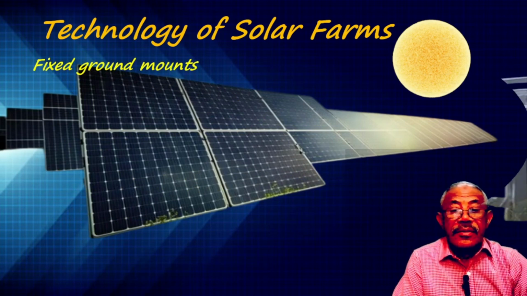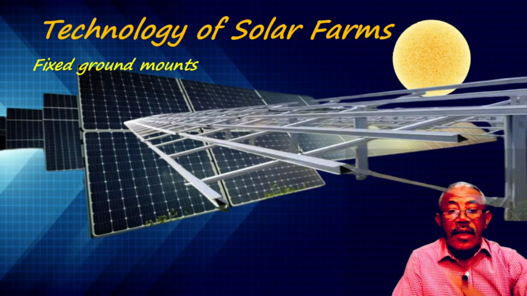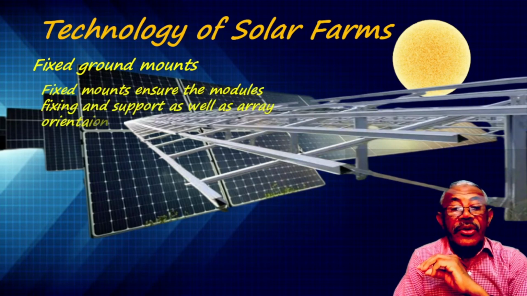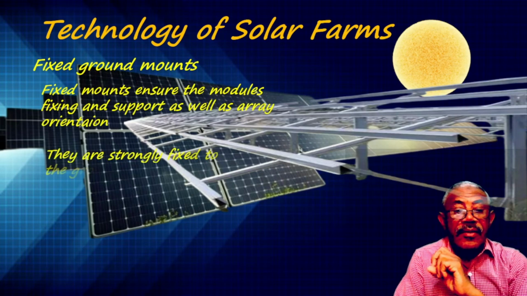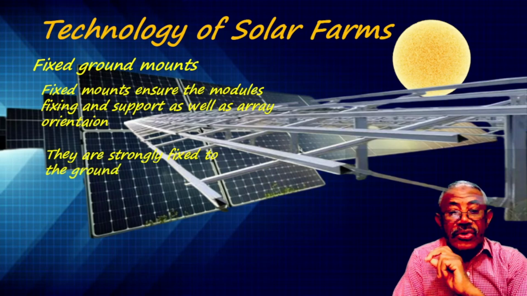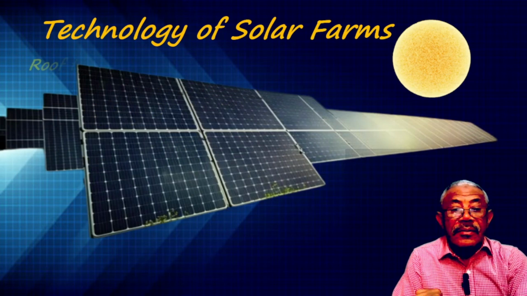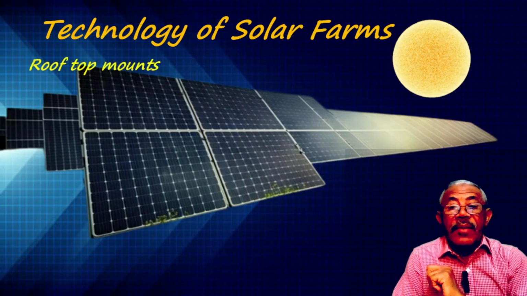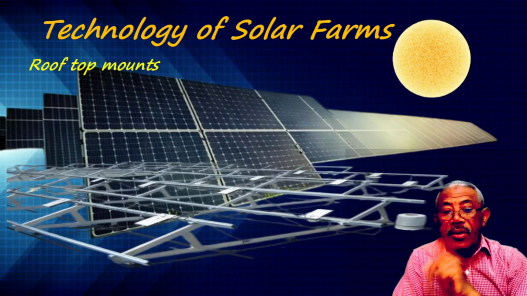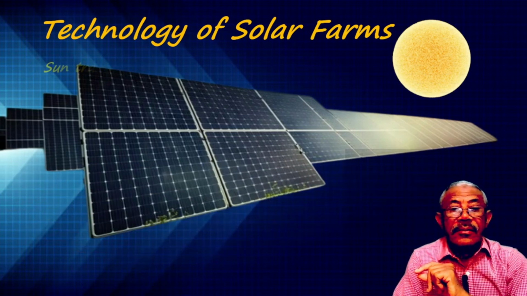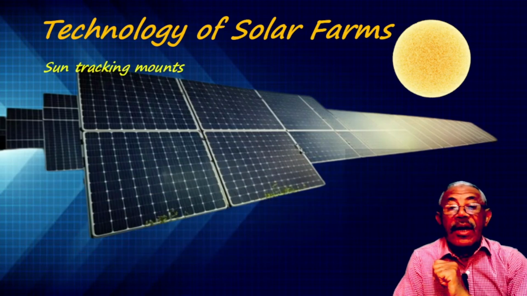Fixed mounts. They look like this. Fixed mounts ensure the module's fixing and support, as well as array orientation. They are strongly fixed to the ground. Rooftop mounts. They look like this. Sun tracking mounts.